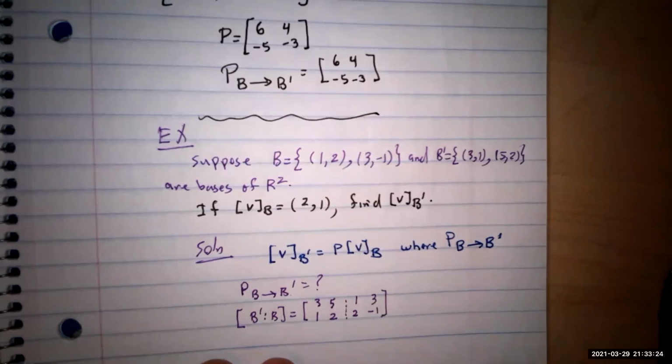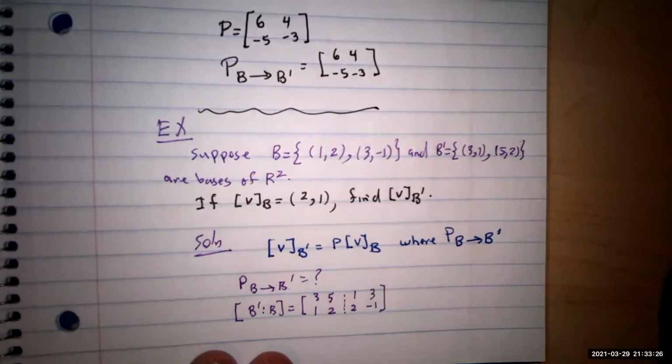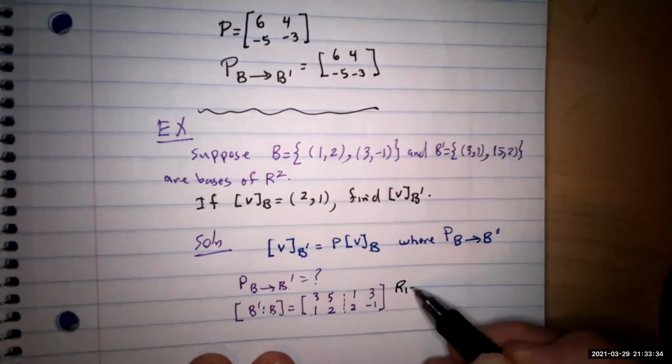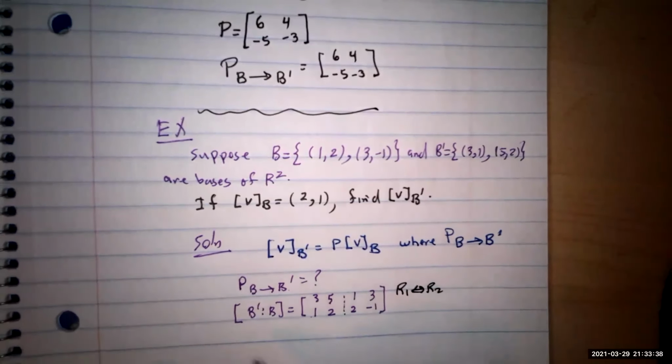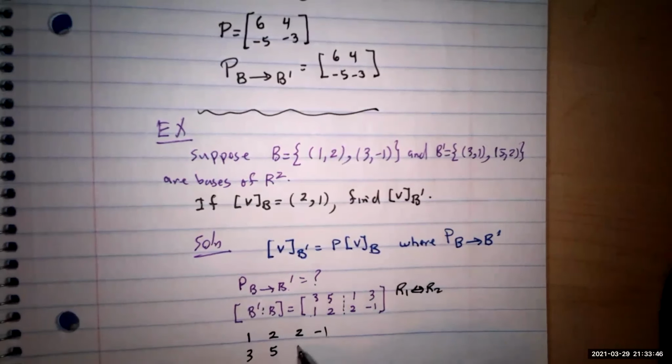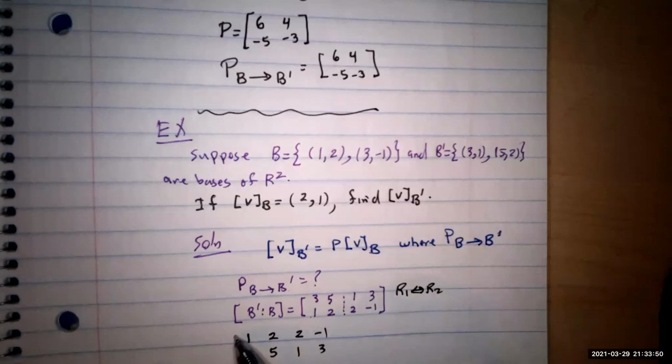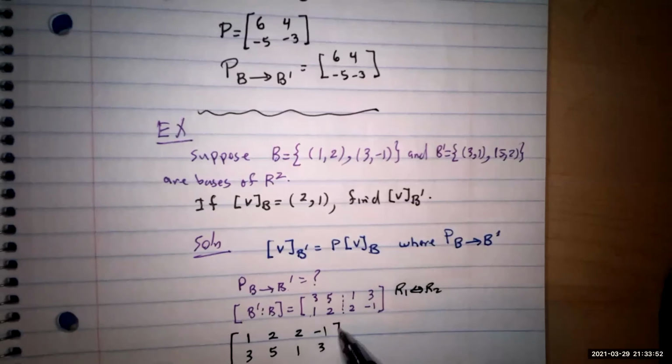Okay, that's your main job. To find this, you have to switch it. Okay, you better switch these two. So change the R1 into the R2. Okay, if you change it, that gives us 1, 2, 2, negative 1. And this is going to be 3, 5, 1, 3. Okay, so this is going to be the case.